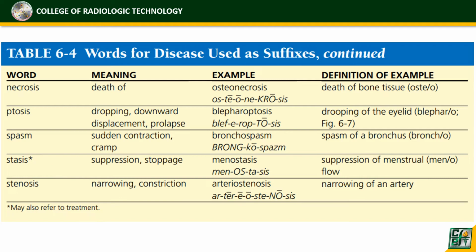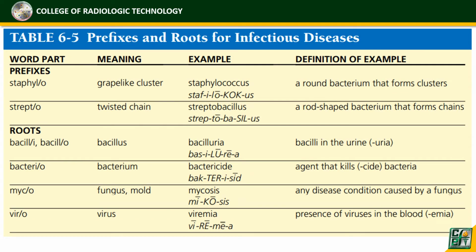Then we have stenosis, narrowing or constriction, arteriostenosis, meaning narrowing of an artery. Next we have the table for prefixes and roots for infectious diseases. So we have the prefixes staphylo, meaning grape-like cluster, and strepto, meaning twisted chain or chains. So staphylococcus, then we have streptobacillus.